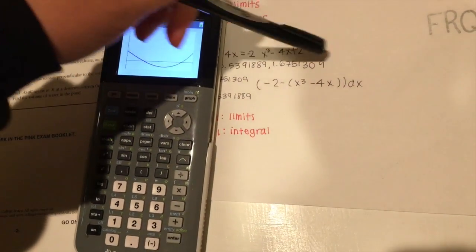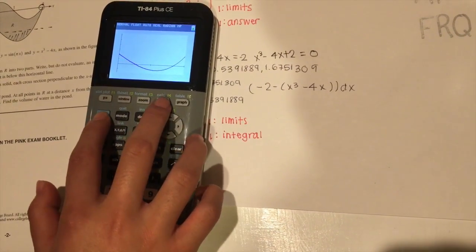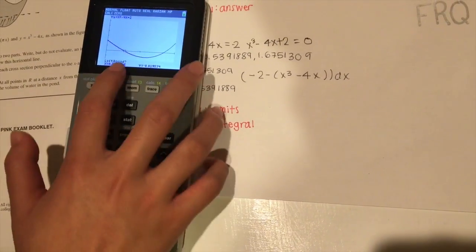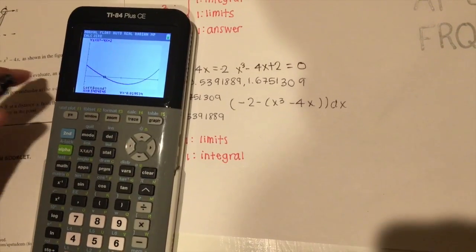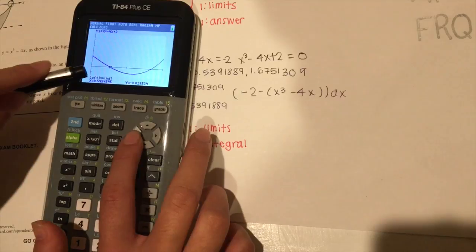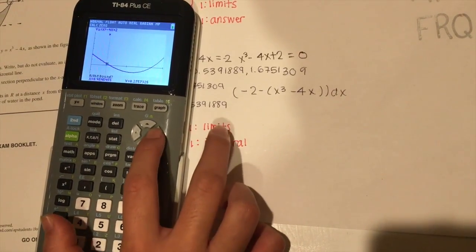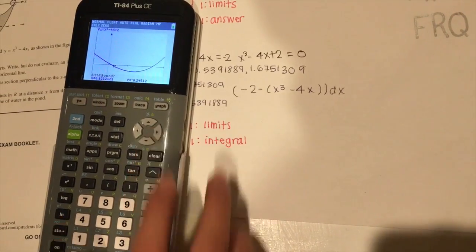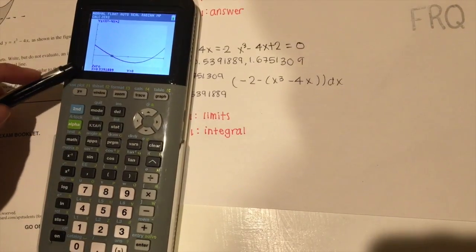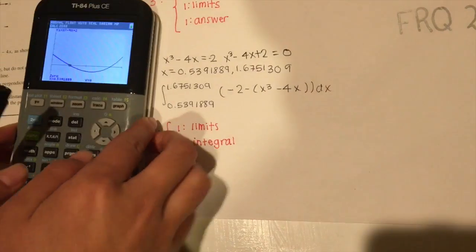Here I've already graphed this curve. Now in order to find the intersection, you go to calc and then you go to 0. To find the 0, it first asks you for a left bound. Your 0 is approximately here. So for the left bound you go to the left and press enter. Then it asks you for the right bound. So go to the right of that point approximately, press enter again, and then press enter. And it gives you one of the zeros, which is approximately 0.539, which I have written here.